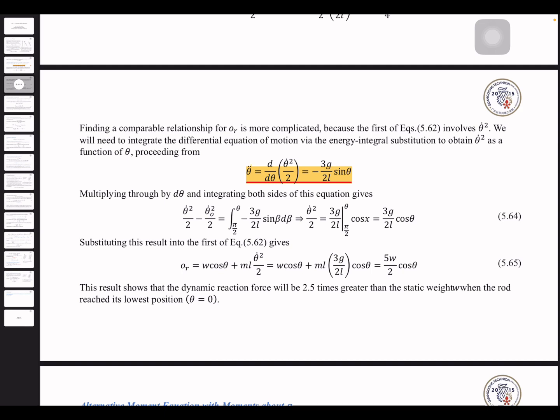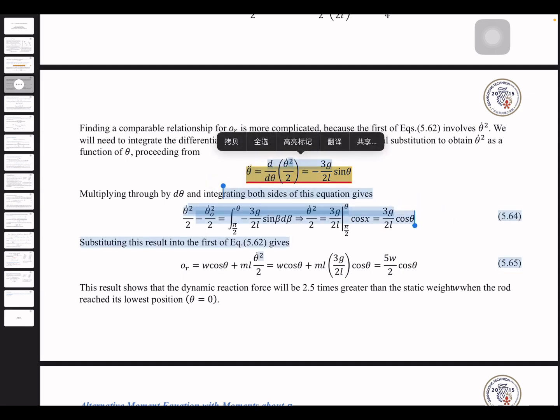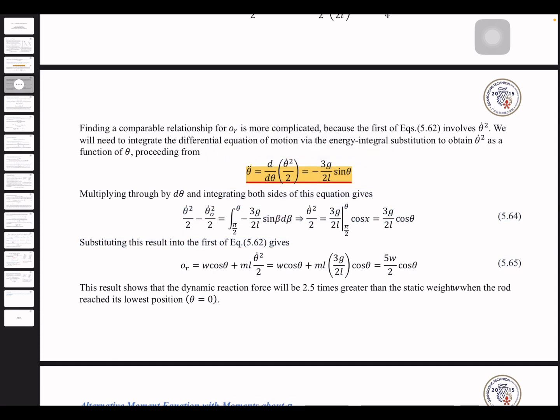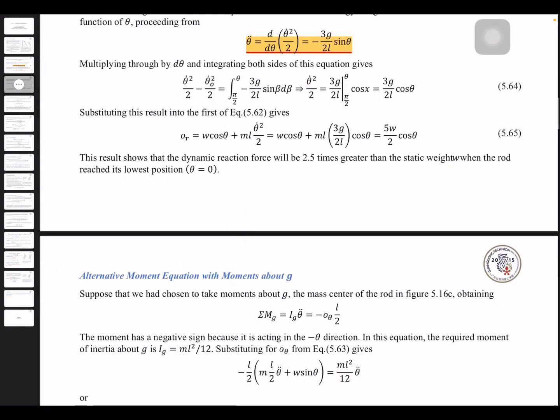Multiplying through by d theta and integrating both sides of this equation gives theta dot square over 2, integrating from theta 0 to theta. Theta dot square over 2 equals 3g over 2L cosine theta. Substituting this result into the first of the equations gives O r equal to W times cosine theta plus ML theta dot square over 2, which equals W cosine theta plus ML times 3g over 2L cosine theta, equal to 5W cosine theta over 2. This result shows that the dynamic force will be 2.5 times greater than the static weight when the rod reaches its lowest position, theta equals 0.